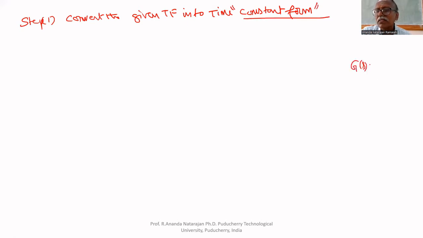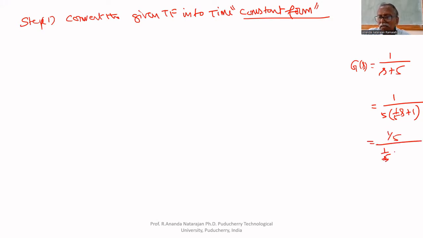For example, G of s equal to 1 by s plus 5 is given. How to write this in time constant form? We have to take that 5 outside. So what you will get is 1 by 5 s plus 1. Therefore, the transfer function becomes 1 by 5 divided by 1 by 5 s plus 1. This is time constant form.